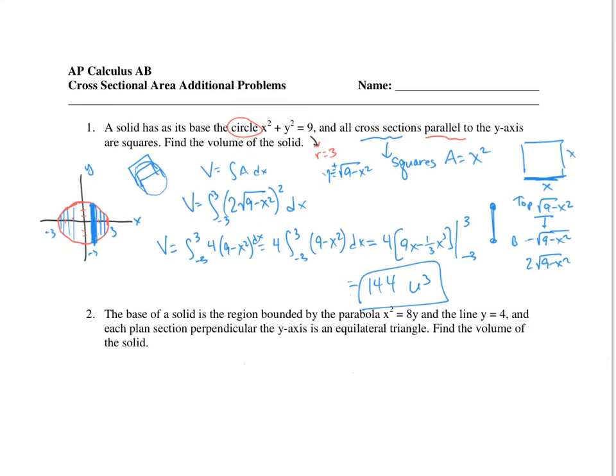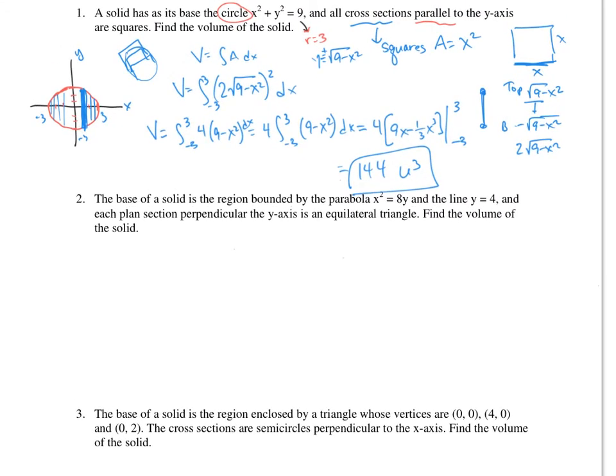Okay, moving on to number 2. In number 2, it says the base of a solid region is bounded by the parabola x squared equals 8y and the line y equals 4. And each plane section perpendicular to the y-axis is an equilateral triangle. Find the volume of the solid.